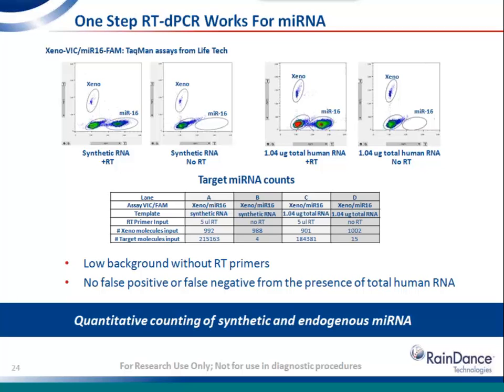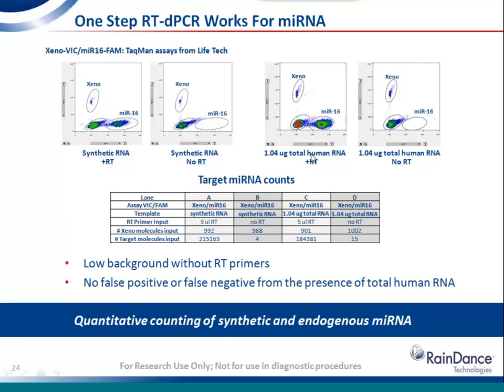So the initial experiments, given the efficiency of RT-PCR, were really just to see if this would work. And you can see this on the left, where synthetic RNA for Xeno and synthetic RNA for miR16 were put into the well, either in the presence of the RT primer or in the absence of RT primer. And you can see for the FAM-based assay for miR16, we clearly can count this with extremely low background.